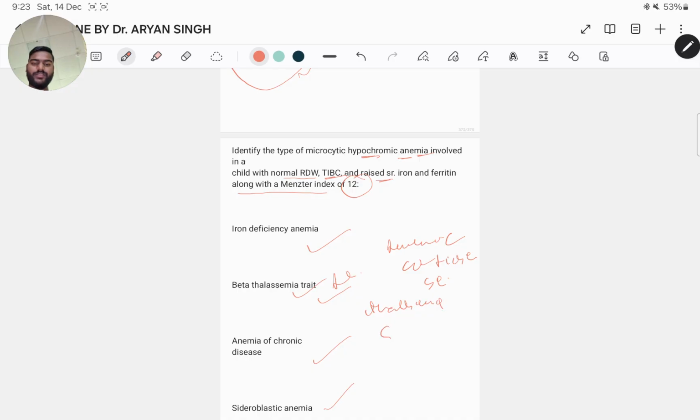Thalassemia, sideroblastic anemia, and IDA. The lab finding here is increased serum iron and ferritin, along with a Mentzer index of 12. RDW and TIBC are normal. A Mentzer index of less than 13 helps in the diagnosis of what?